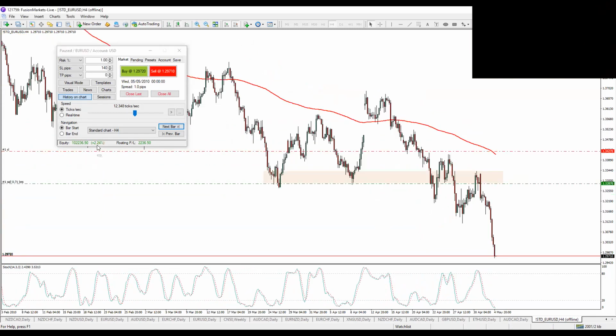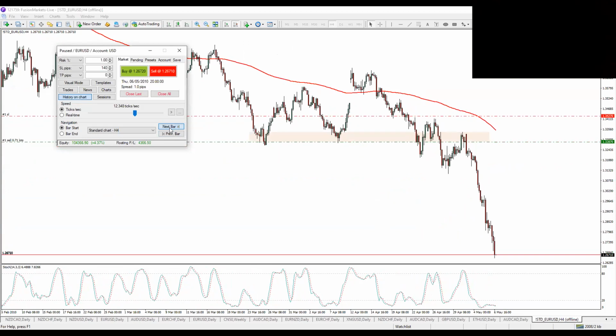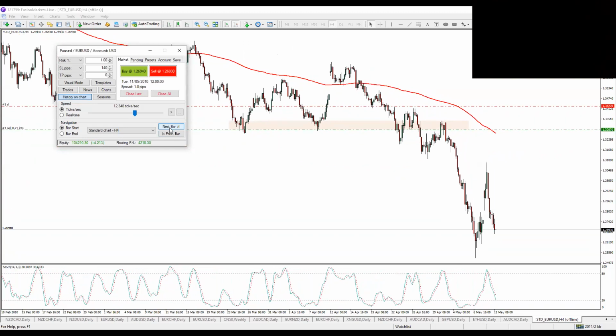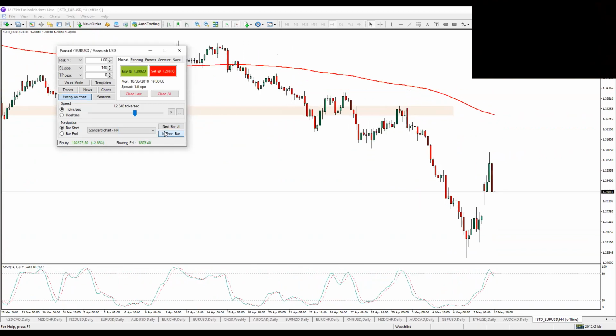So right now we're sitting at a 2.24% return, or on a $100,000 account, 2.2 thousand. We're going to continue to hold this trade. On the next higher low, we're going to continue to, again, this is not an entry either.